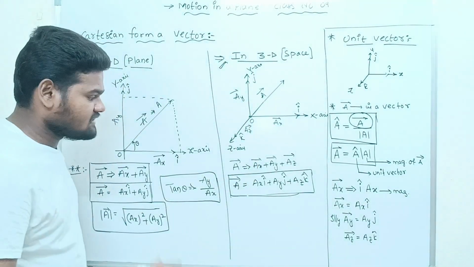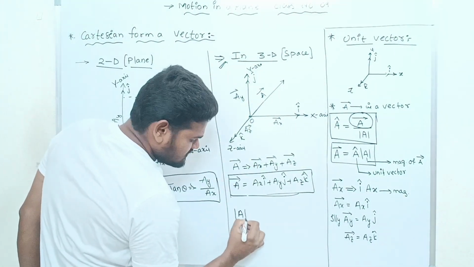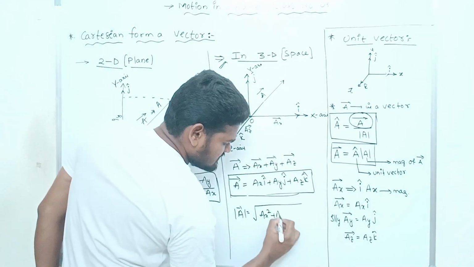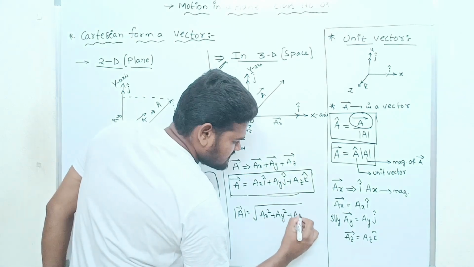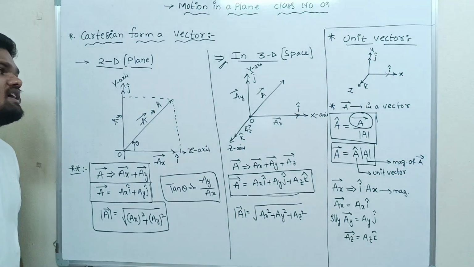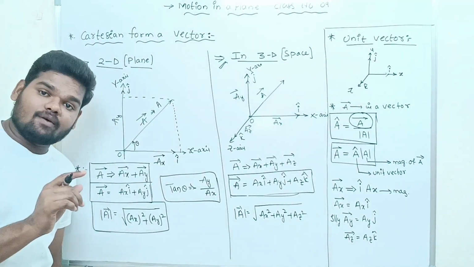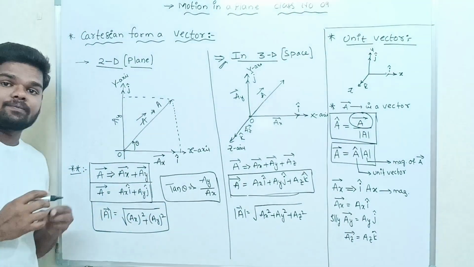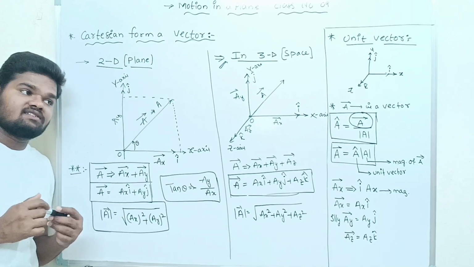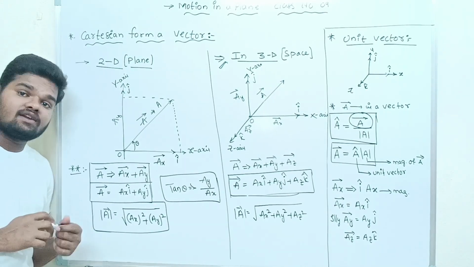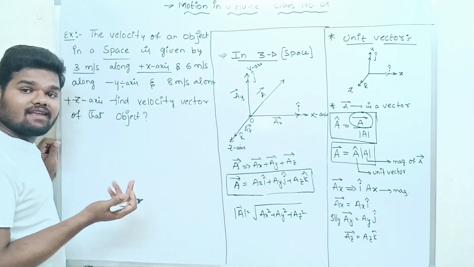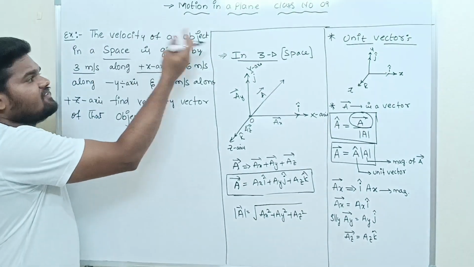In three dimensions, if you want to find its magnitude, the magnitude of the a bar vector is equal to the square root of ax squared plus ay squared plus az squared. Any problem? Right. So pause the video and write the notes. 3, 2, 1, go. Have a look. What are they asking? They are given the velocity of an object.